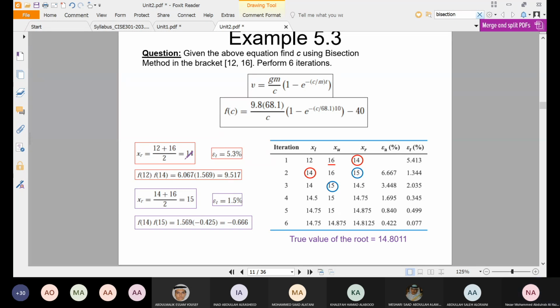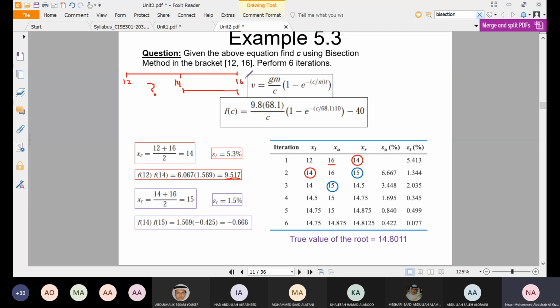Okay, now after that, I will evaluate the function. I have f of 12 multiplied by f of 14, and this is a positive value. So let's take this algorithm here. This is 12, 16, and I have the midpoint at 14. If I evaluate the function at 12 multiplied by the function at 14, this is positive. That means the root is not located here. So the root will be located in this interval now.